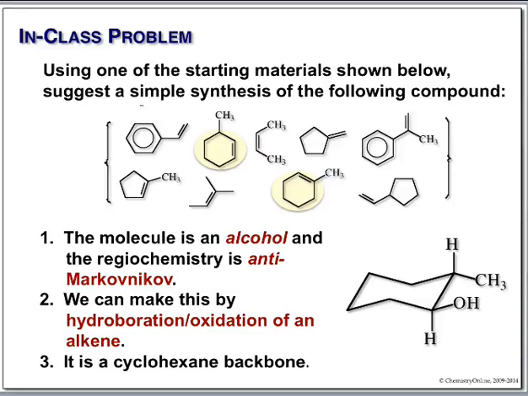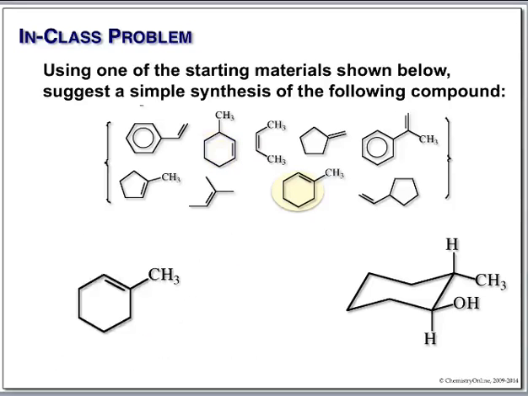This guy, this is our Markovnikov carbon, so the OH would go here. Remember, in hydroboration oxidation, the hydrogen and the OH go on the same side of the molecule, so they are cis to each other. And our conditions are simply this. Let's do one more.